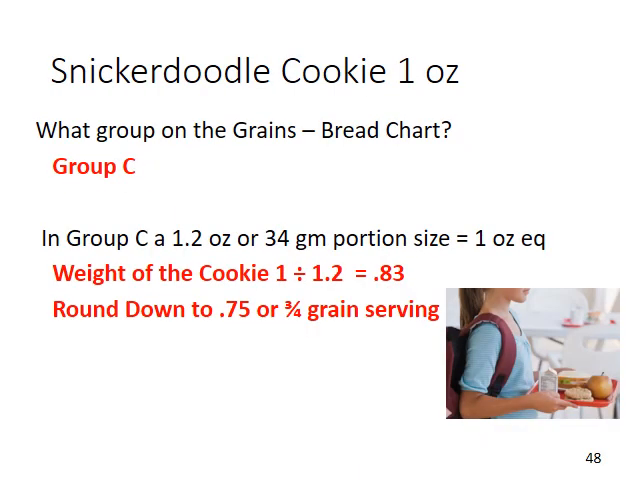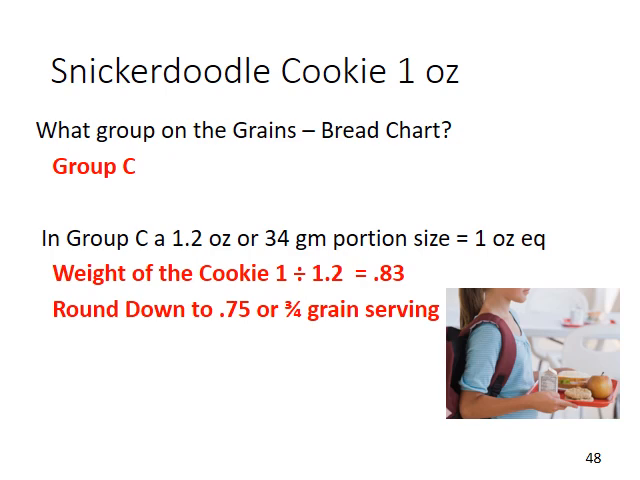Desserts are allowed and can credit toward the grain component. So let's look at cookies. Here's an example of a Snickerdoodle cookie. What group are cookies in on the chart? Well, they too are in 2 different groups. Cookies with stuff in them, such as nuts, raisins, chocolate chips, are in Group E. But plain cookies are in Group C. So a 1.2 ounce or 34 grams equals a 1 ounce equivalent in Group C.